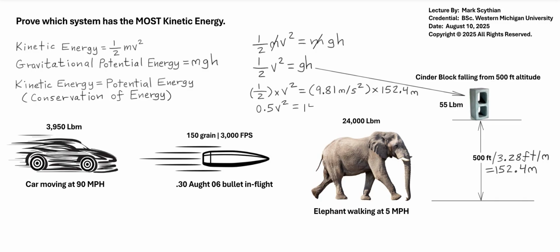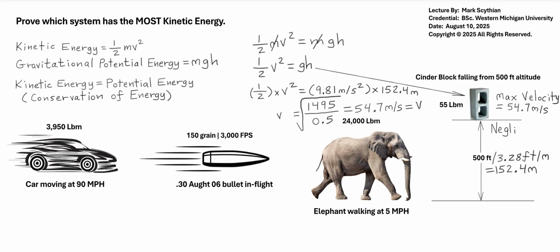So we calculate then 0.5 v squared is equal to 1495, for which we divide both sides by 0.5. This then cancels out the 0.5 on the left side. So now we have v squared is equal to 1495 divided by 0.5. So then to cancel out the square, we take the square root of the other side. So now we have the final velocity of the cinder block, which is 54.7 meters per second, and that is with negligible air resistance because of the nature of the object.